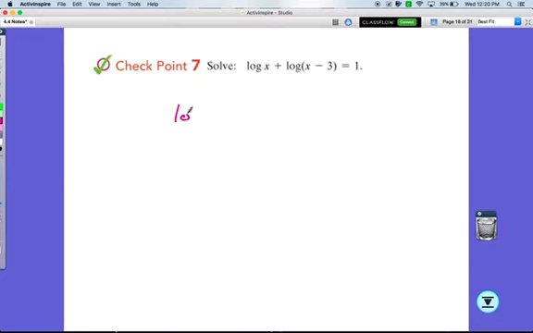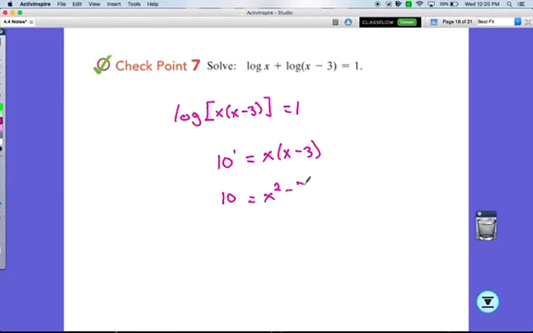All right, this becomes log, common log, of x times (x minus 3) is equal to 1. Since the base is 10, this becomes 10 to the first is equal to x times (x minus 3). That's 10 is equal to x squared minus 3x. I subtract the 10 over: x squared minus 3x minus 10.